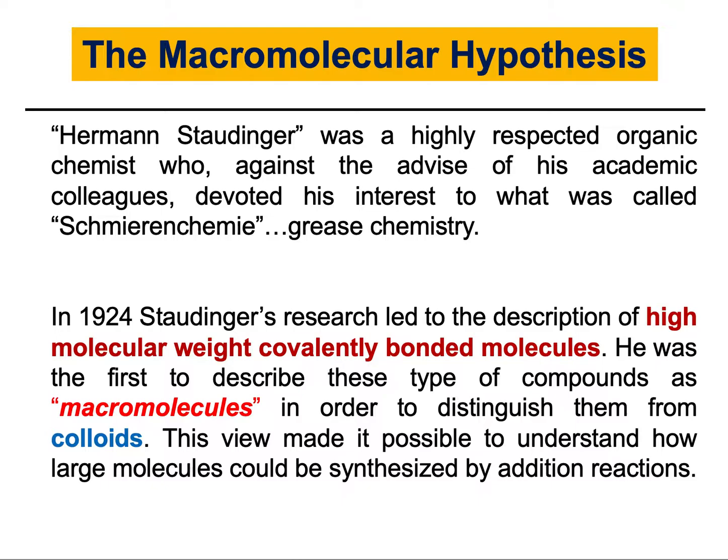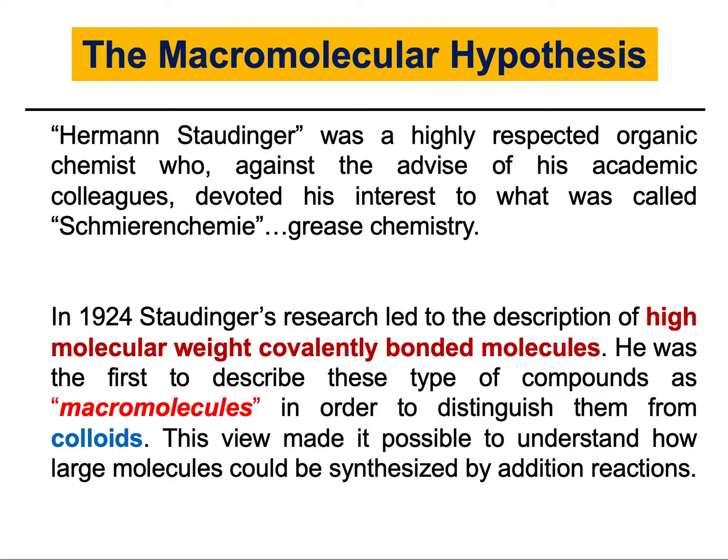However, Hermann Staudinger was a highly respected organic chemist who, against the advice of his academic peers, devoted his interest to what was called polymer chemistry, described as "grease chemistry", because people were not interested in the science.